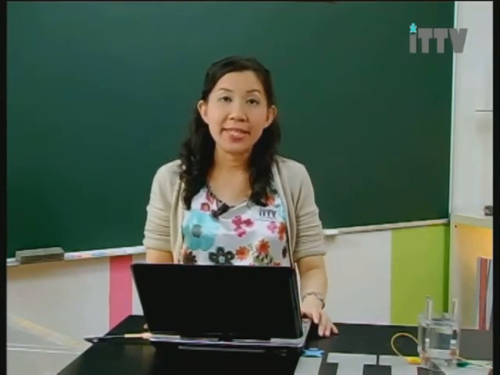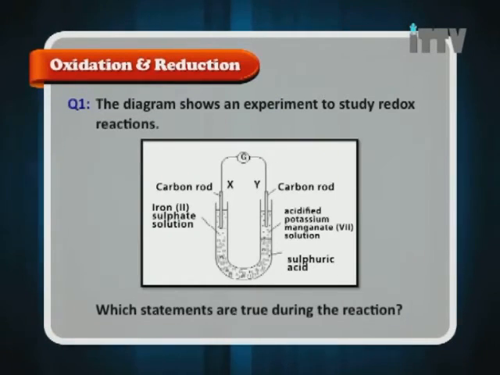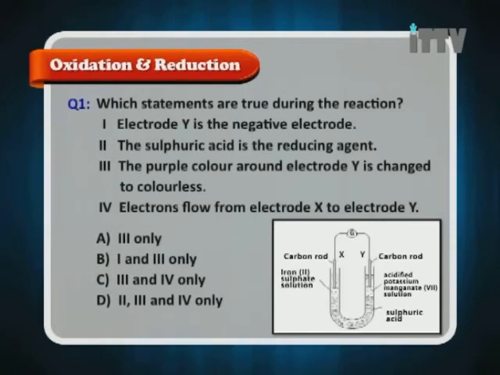So let's look at our first question for the lesson. The diagram shows an experiment to study redox reactions. Which statements are true during the reaction? 1, electrode Y is the negative electrode. 2, the sulfuric acid is the reducing agent. 3, the purple color around electrode Y changes to colorless. 4, electrons flow from electrode X to Y. Option A, Roman numeral 3 only. Option B, 1 and 3 only. Option C, 3 and 4 only. Option D, 2, 3 and 4 only.